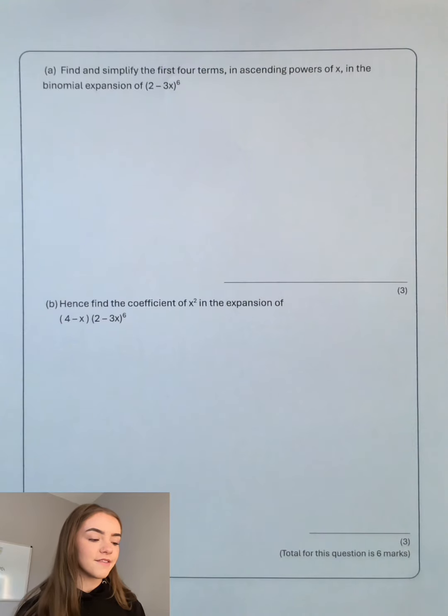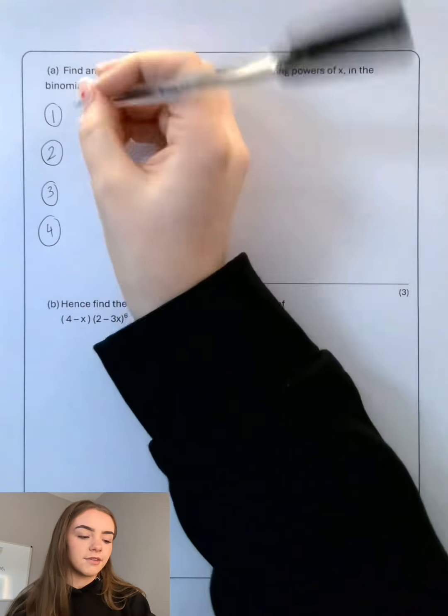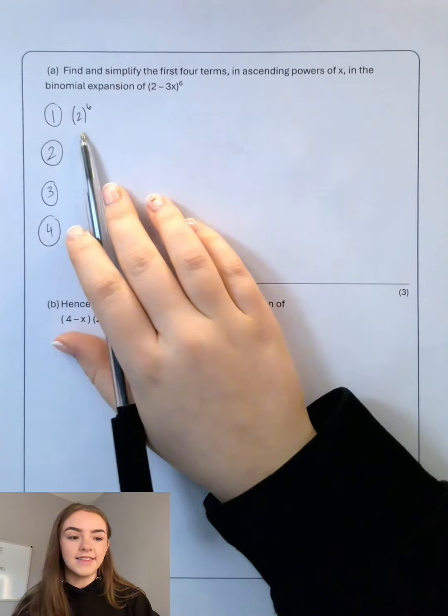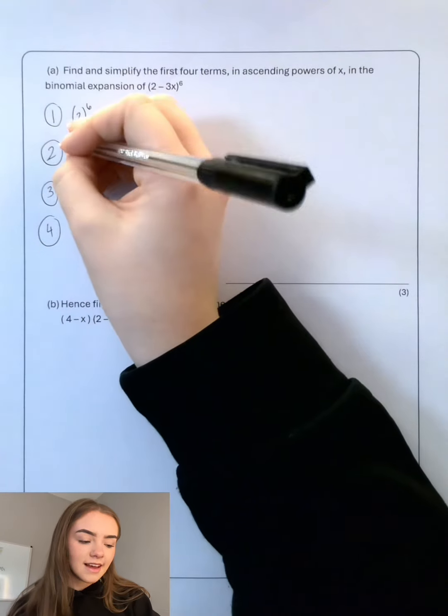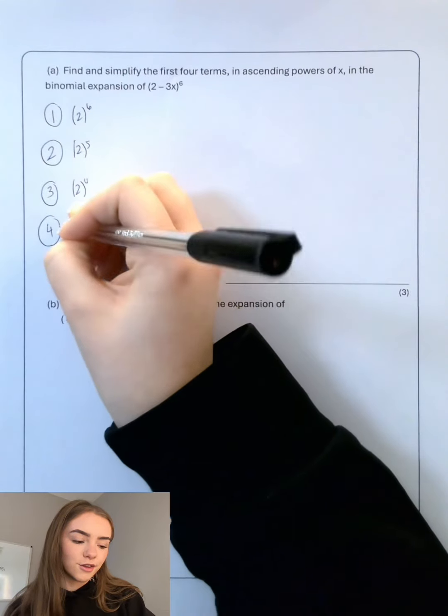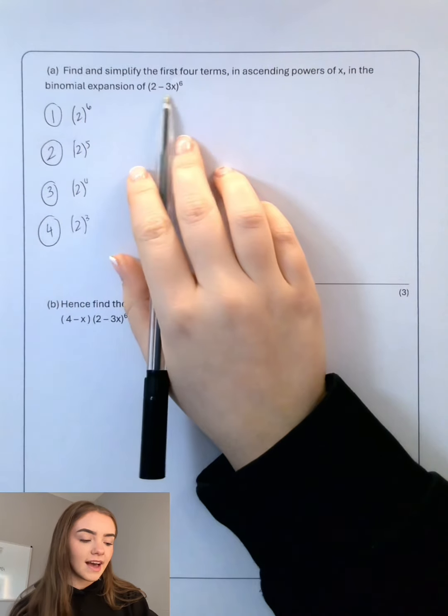Find and simplify the first four terms in ascending powers of x in the binomial expansion of (2 - 3x)^6. Starting with our first term, we'll have 2 raised to the power of 6. As the powers of x ascend, this power will descend. So for the second term, we'll have 2^5, then 2^4, then 2^3. The coefficient of x is minus 3.